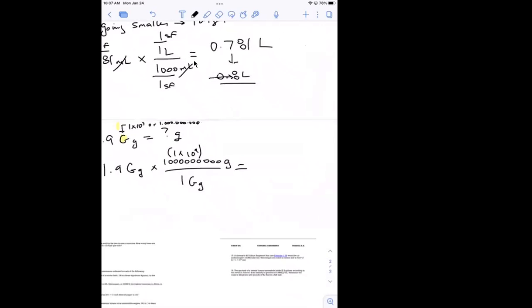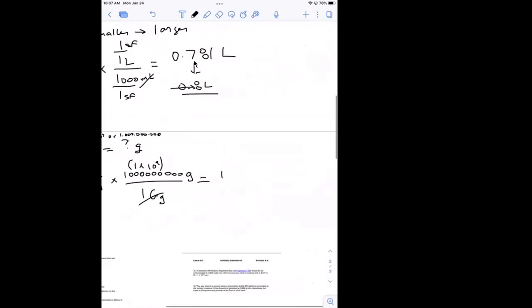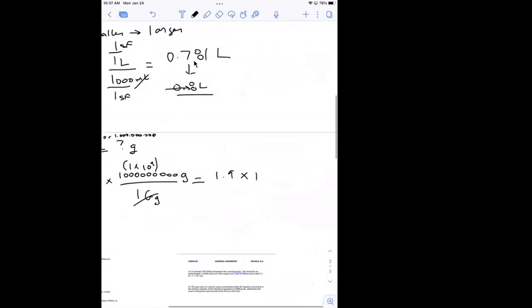All right. So what is that going to be? The gigagrams will cancel, but everything is 1, right? So it'll be 1.9 times 10 to the what? 9th grams. Is that right? Yes, no, maybe. Yeah, I got the same thing. Yeah, hold on, let me recount.